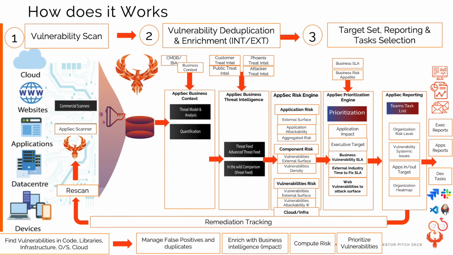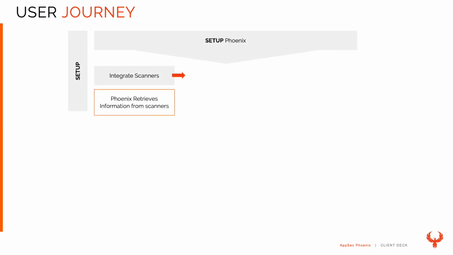And then the last step is we monitor and track remediation. Once the remediation is done, we rescan and trigger a rescan through the commercial scanner or our own scanner. So the user journey is quite straightforward. As I mentioned before, you integrate scanners with API. Each scanner has a different API, but we make it super simple in AppSec Phoenix to integrate.